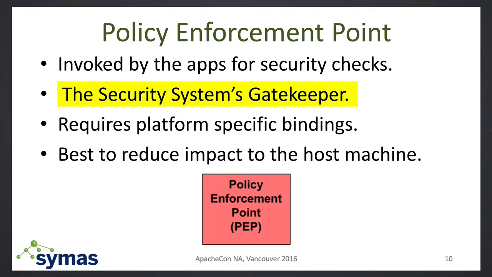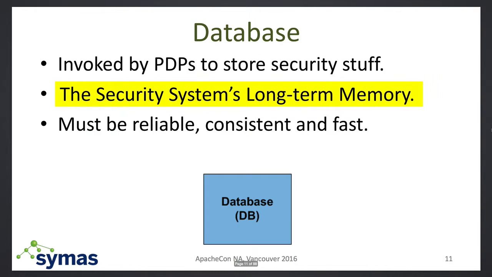It requires platform-specific bindings because obviously it's running on the platform, right? So if you need a policy enforcement point for C, then you've got to write it in C, and so on and so forth. And it's best to reduce the impact on the host machine. So the less code you put down on the host, the better off you are. We all know what a database is. But with respect to this conversation, a database is invoked by the policy decision point to store security stuff. And so it is the security system's long-term memory. To be effective in this context, it has to be reliable, consistent, and above all, fast.